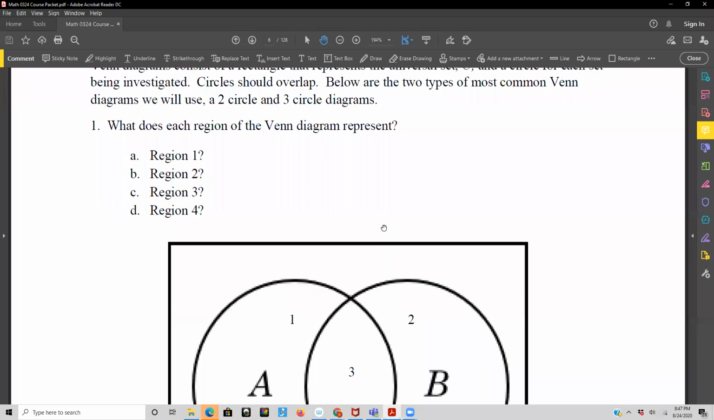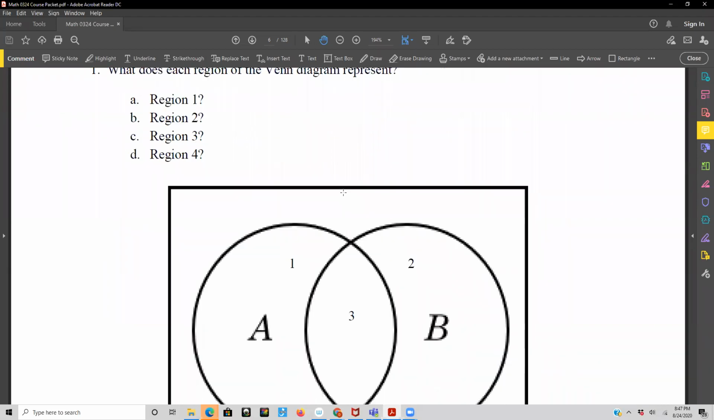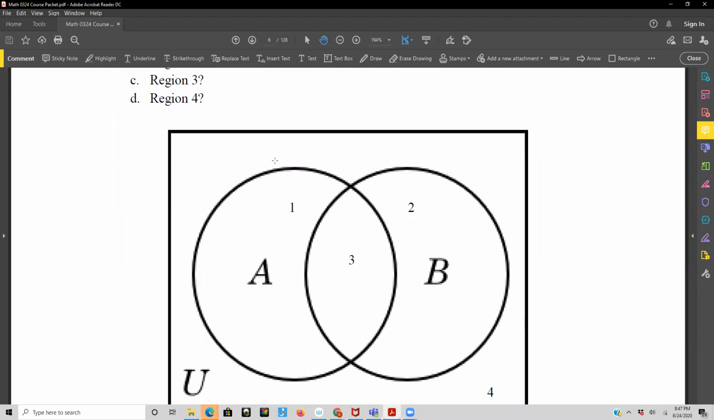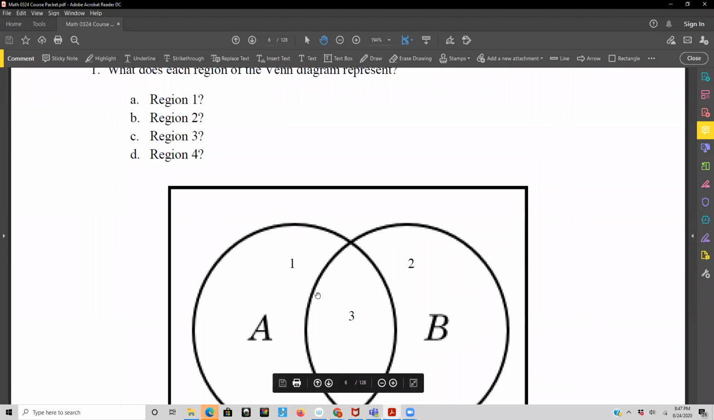Okay, so we use 2 circle and 3 circle diagrams in 1324. All right, so let's talk about how to say what each of these represents. I am not going to start with region 1. I am going to start with region 3. Region 3 is the overlap of A and B, so that's what we call an intersection.